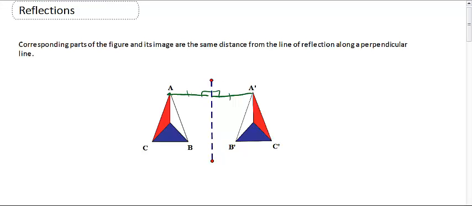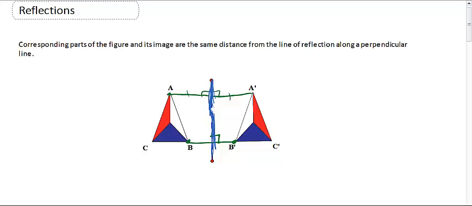Another way to say this is to say that the line of reflection right here acts as a perpendicular bisector of a segment connecting the point and its image. So you can see how our line of reflection kind of cuts in half this line connecting A and A prime. I could do the same thing with B and B prime. If I were to connect those points and cut it exactly in half with the perpendicular line, that line would be this line of reflection.